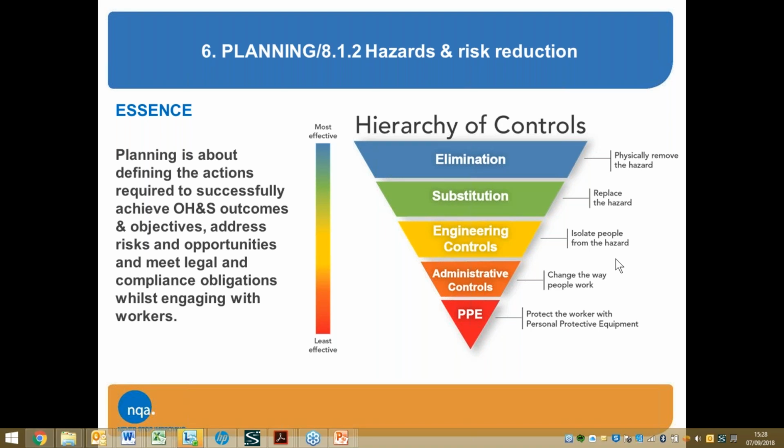What we're trying to achieve in essence in the planning is to achieve the objectives of the organisation, address the risks and opportunities, meet legal compliance obligations whilst engaging with the workers to ensure that that is an effective method that we're applying and deploying each time. That's the primary core of the planning of the system.